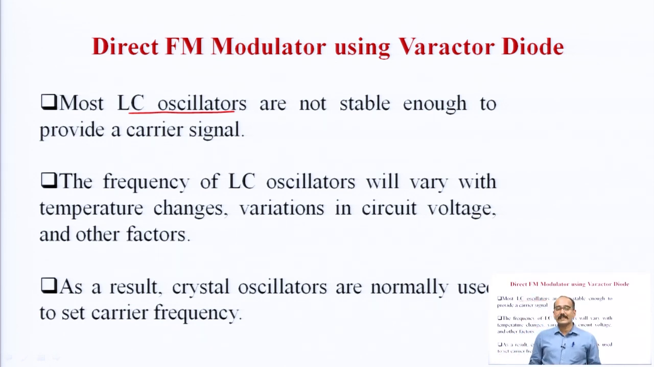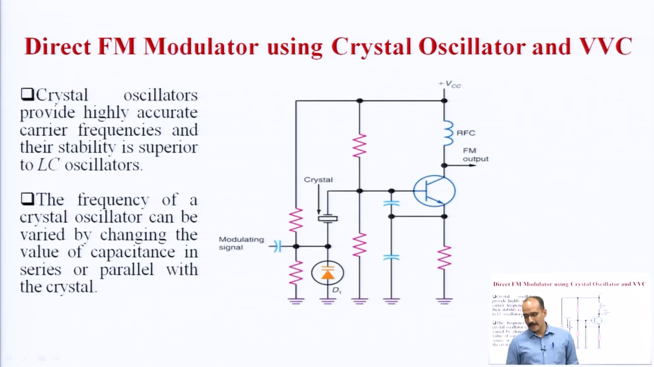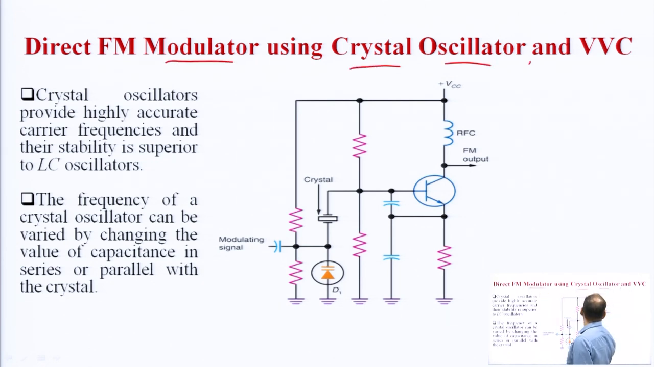So, as a result, crystal oscillators are normally used in FM circuits to set the carrier frequencies. In the next diagram you can see a direct FM modulator using a crystal oscillator and VVC, basically VVC stands for variable voltage variable capacitance. The same voltage variable capacitance is coming from this device, that is the varactor diode.